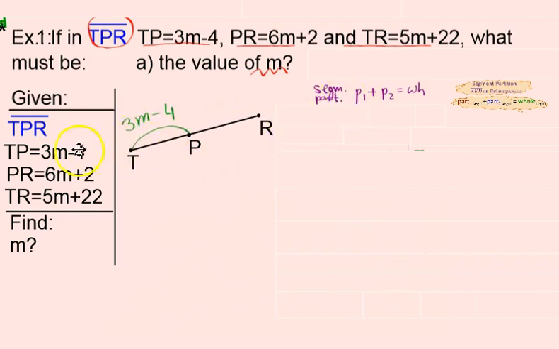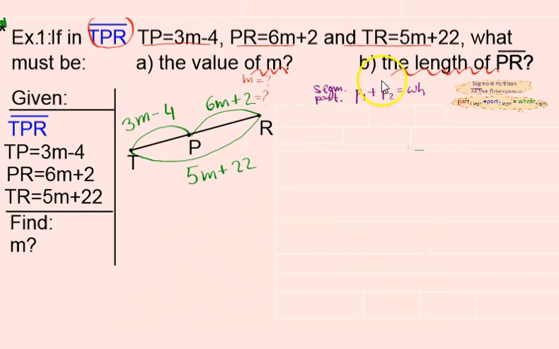So according to the given, my TP and PR and TR are now on the diagram. Including the question itself, I will be finding m. Later on, I will continue with finding segment PR, which is right here. That is why you see that I marked it as unknown.